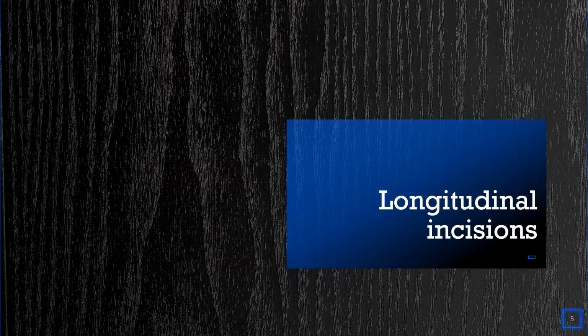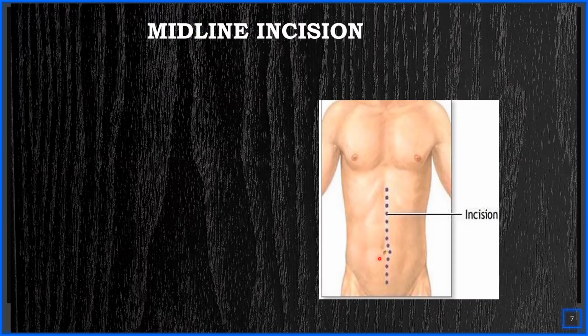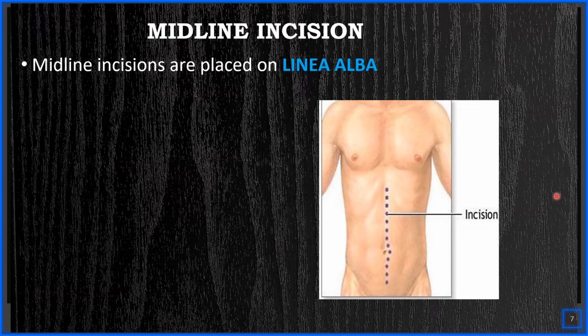So coming to the longitudinal incisions. There are two types of longitudinal incisions: midline incisions and paramedian incisions. This is an example of a midline incision. This is an example of a paramedian incision. You can see a very long midline incision, and this deviation is because you are not cutting through the umbilicus.